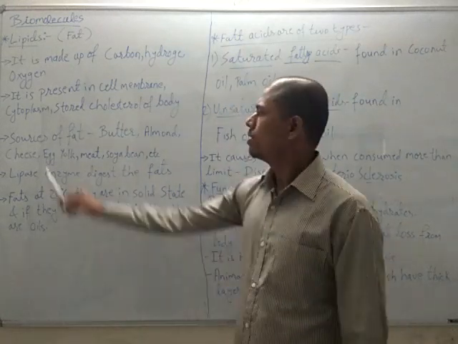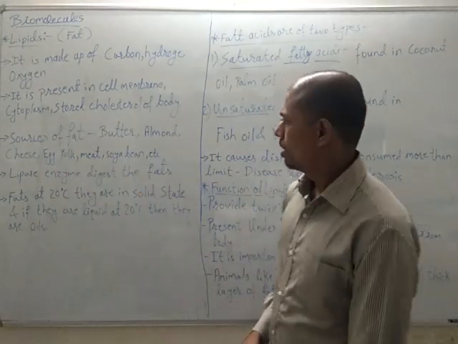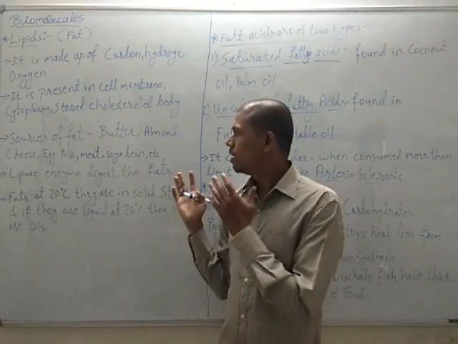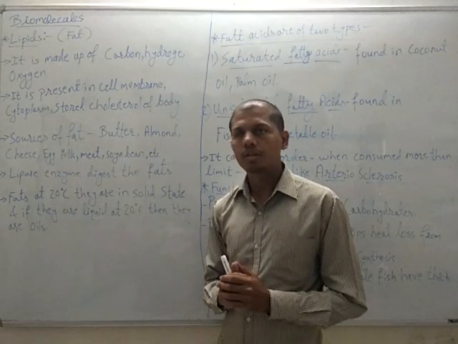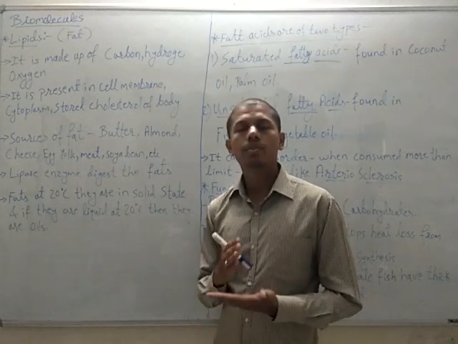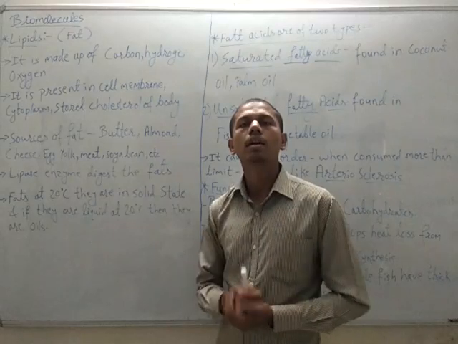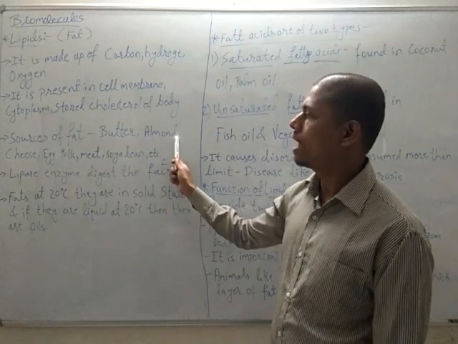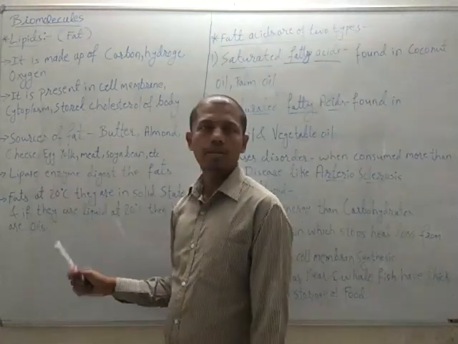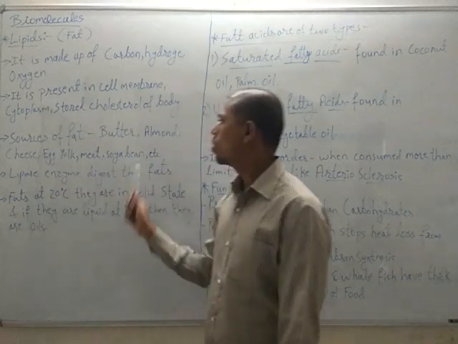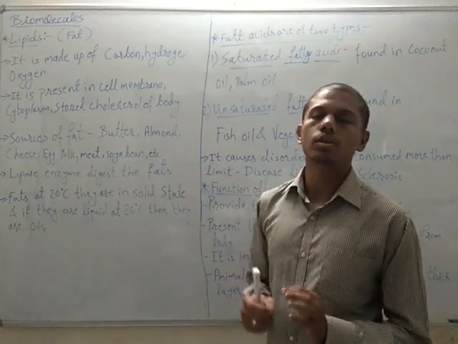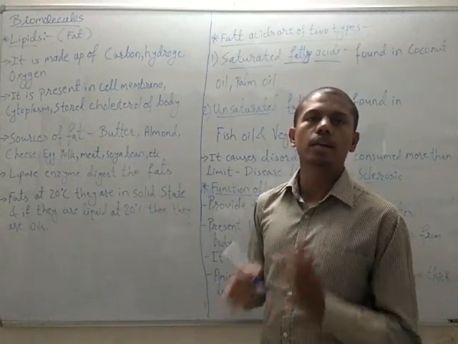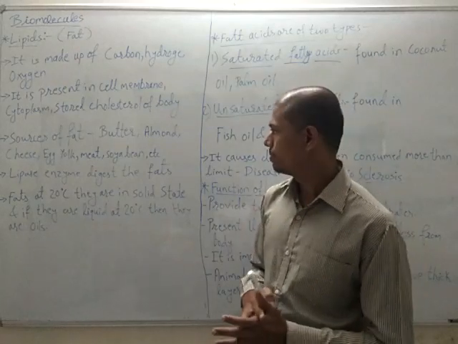Okay, next, sources of fat. Fat is necessary in our body within a certain limit. Fat is very important in our body. So from which food sources can we get fat? The sources of fat are butter, almond, cheese, egg yolk, meat, soybean. These are the best sources of fats. If you consume these food products, you will get a good amount of fats.